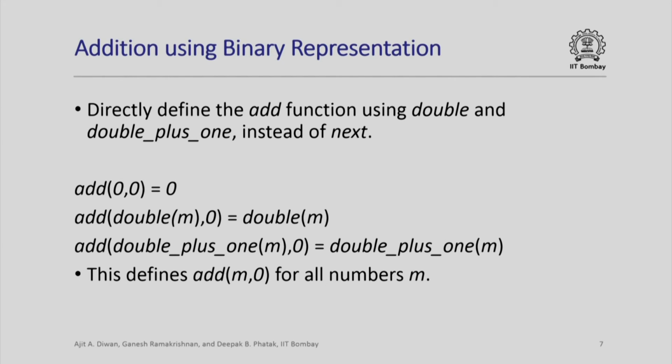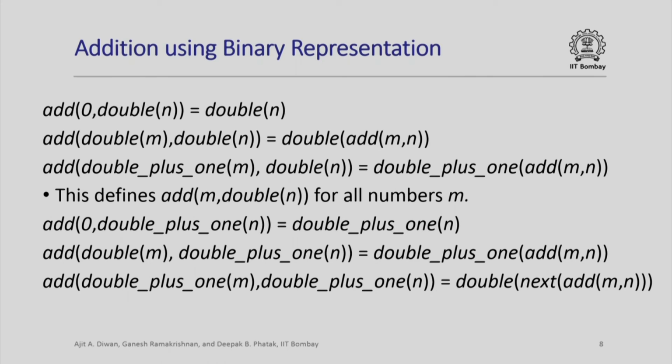But we can directly define these using double and double plus 1 itself, which again gives a more compact way of defining and also a more efficient way of performing those operations. So, let us try to define the add operation using binary representation. So, add of 0 comma 0 is 0, add of double m comma 0 is double of m, and add of double plus 1 m comma 0 is double plus 1 of m. So, this just defines add of m comma 0 for all numbers m, and that is always equal to m.